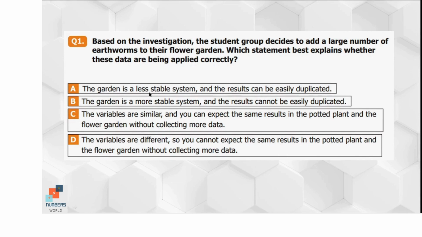Option A. The garden is a less stable system and the results can be easily replicated. Option B. The garden is a more stable system and the results cannot be easily replicated. Option C. The variables are similar and you can expect the same results in the potted plant and the flower garden without collecting more data. Option D. The variables are different, so you cannot expect the same results in the potted plant and the flower garden without collecting more data.